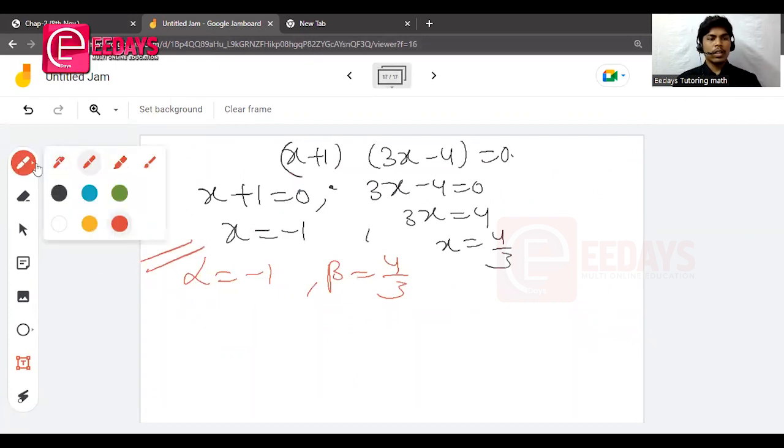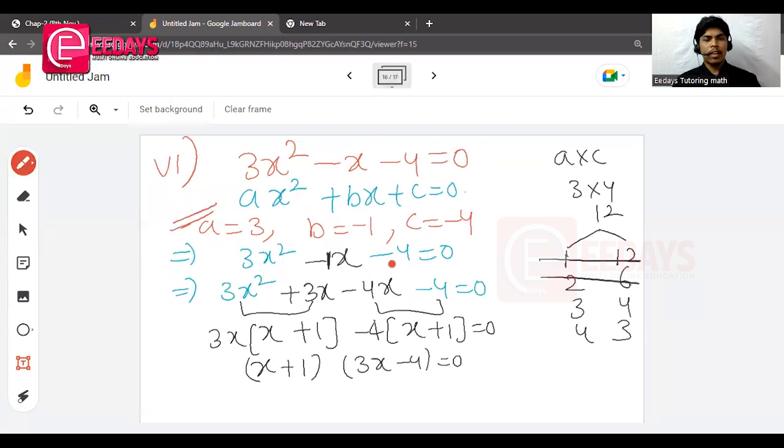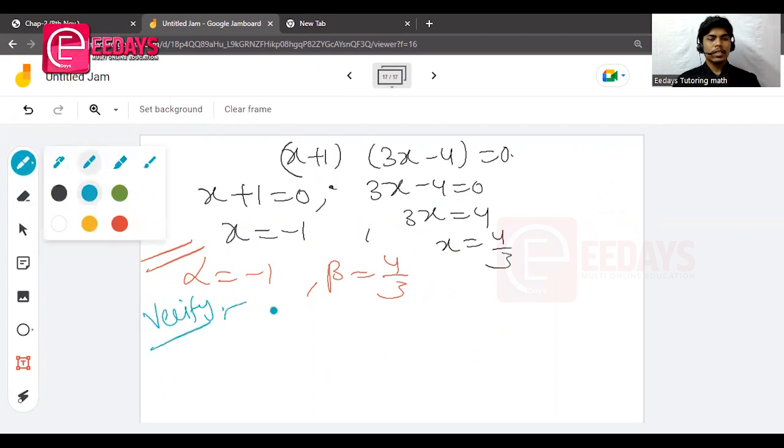Now, the a, b, c values we already wrote at the start, right? Why do we have to write again? Already we wrote the a, b, c values. Okay. We have the a, b, c values and alpha, beta we already know. Let's do the verification part. Sum of zeros.